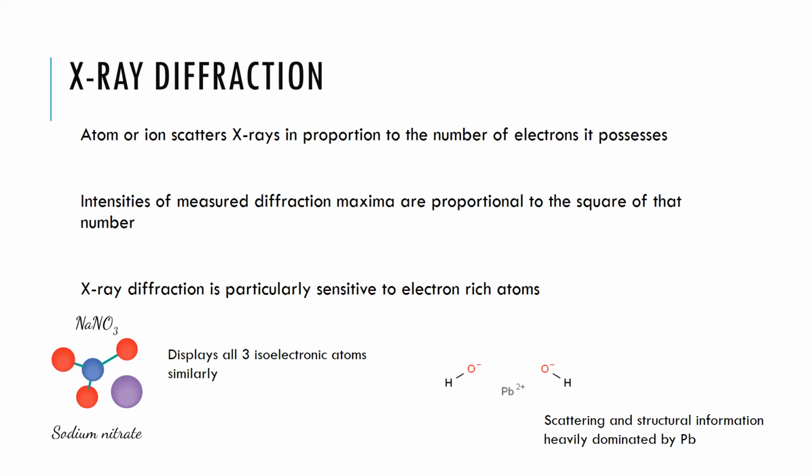Now, when X-rays are scattered by a crystalline lattice, they are scattered or diffracted in proportion to the number of electrons that surround the atoms within the crystalline lattice. What that means fundamentally is that X-rays are scattered by the electron cloud of the atoms within the crystalline lattice, and therefore X-ray diffraction is very sensitive to the presence of electron-rich atoms.